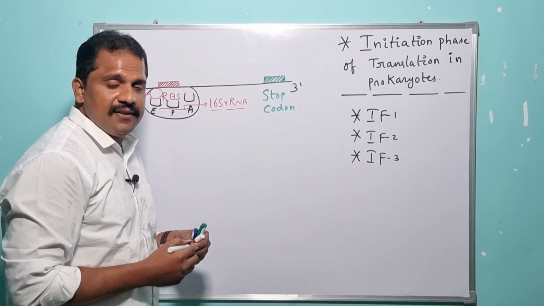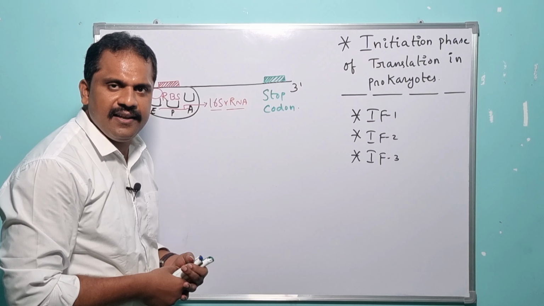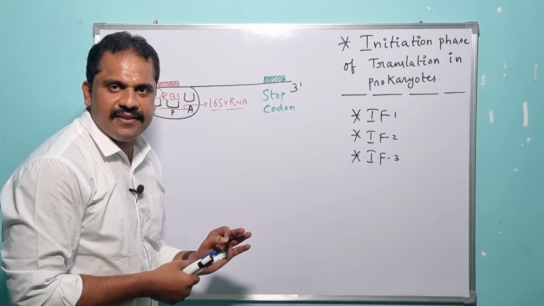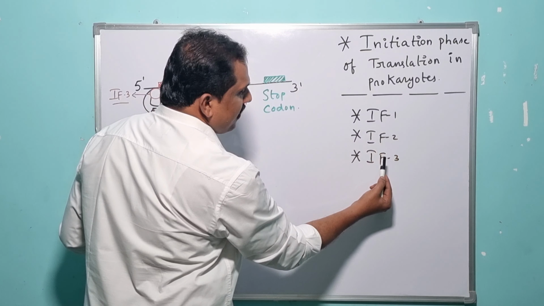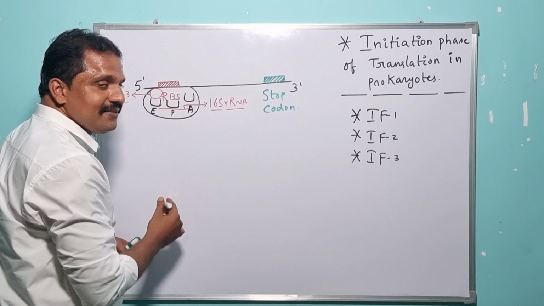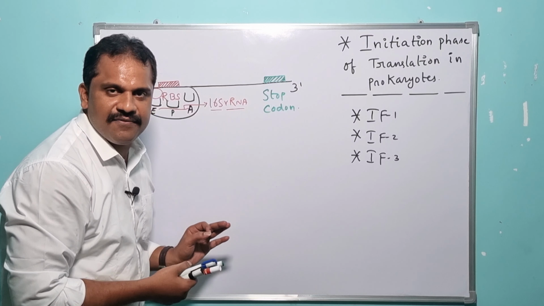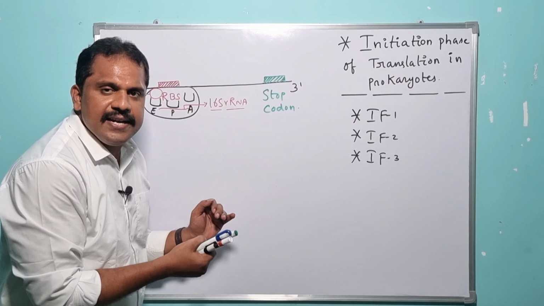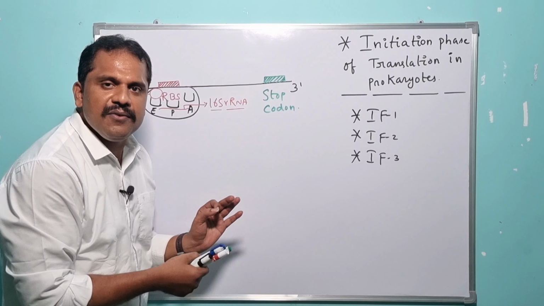Before studying the initiation phase of the translation mechanism in prokaryotes in detail, at first let us have a look at the activity of these three initiation factors. So what is the role of initiation factor 1 here? Initiation factor 1 gets recruited to the A site of the ribosome and prevents the recruitment of the amino acid tRNA to the A site of the ribosome during the initiation phase. Amino acid tRNA is ready to bind to the A site of the ribosome only during the elongation phase but not during the initiation phase.